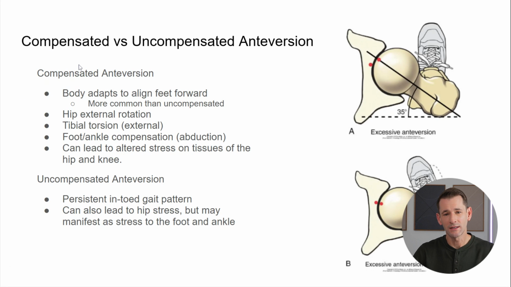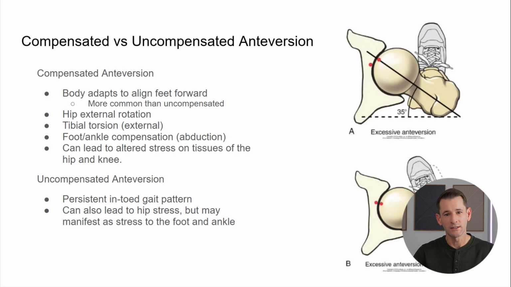When someone has excess anteversion, so again, more than that 15 degrees of normal, so we're at 20, 25, 30 degrees of anteversion, they can present in two different ways. In compensated anteversion, the body is going to adapt to align those feet forward. When a child is walking, they themselves are going to automatically correct that so the feet are facing forward. That can happen in a few different ways. It can happen at the hip joint itself, so they can just externally rotate at the hips. That will align those feet forward.